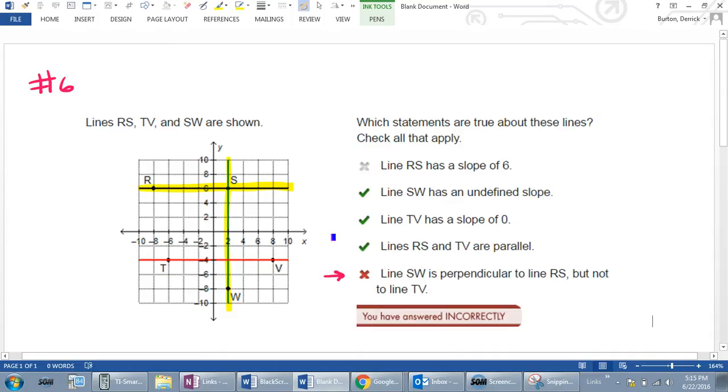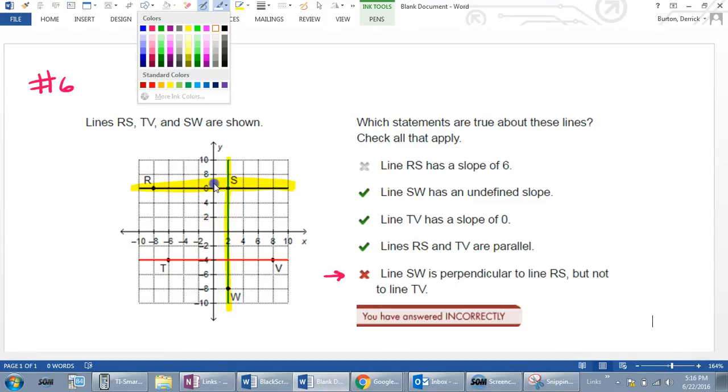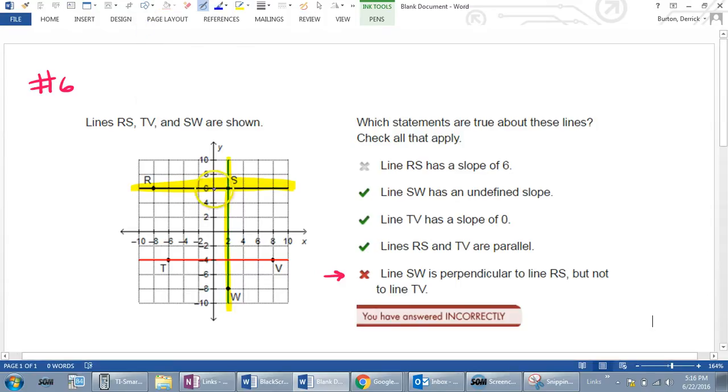RS isn't. RS, or are these two yellow lines that I just highlighted perpendicular? No. They actually are perpendicular, because remember, with perpendicular we're asking ourselves, is it a 90-degree angle? Basically, does it make a square? So the square would be the S, right there, where they meet. It's a right angle.